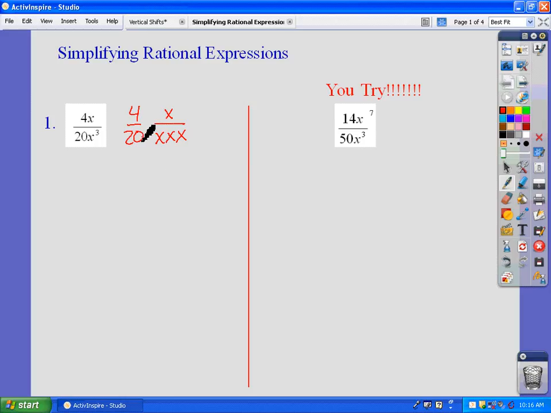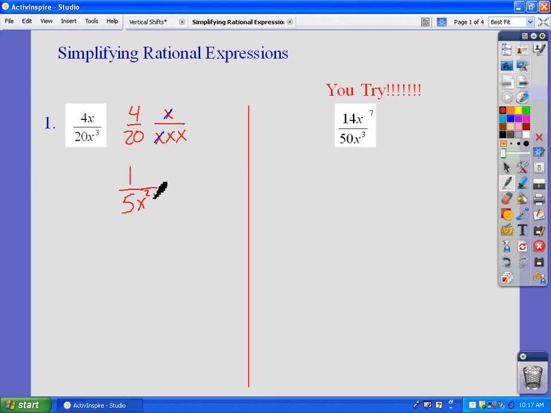If we look at the 4 and the 20 right here, the greatest common factor between 4 and 20 is 4. And so 4 divided by 4 is just 1, and 20 divided by 4 is 5. So that's what we have right there. Now, over here with the x's, I've got one x on top, and there's an x on the bottom. There's no more x's on the top, and there are 2 x's on the bottom. So we're going to write it like that. So in the end, there it is. That's as simplified as I can make that rational expression.